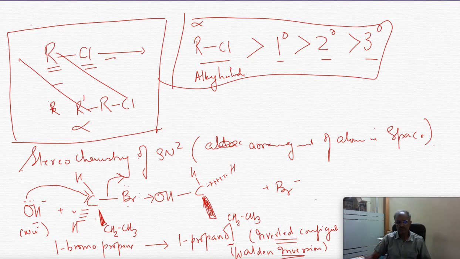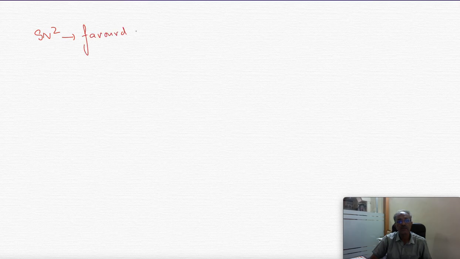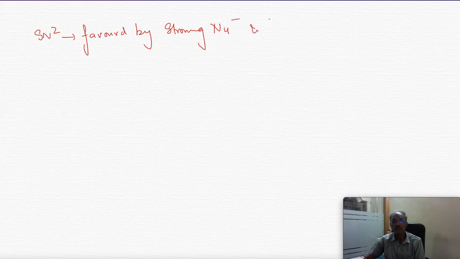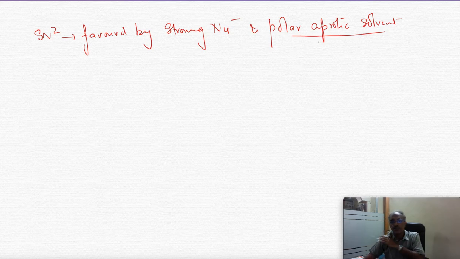Fine? Okay. You can say the SN2 reaction is favored by a strong nucleophile. The nucleophile in this case has to be very strong, right? And also a polar aprotic solvent. This is very important. Aprotic means one that does not contain any proton connected to oxygen or nitrogen. Fine?